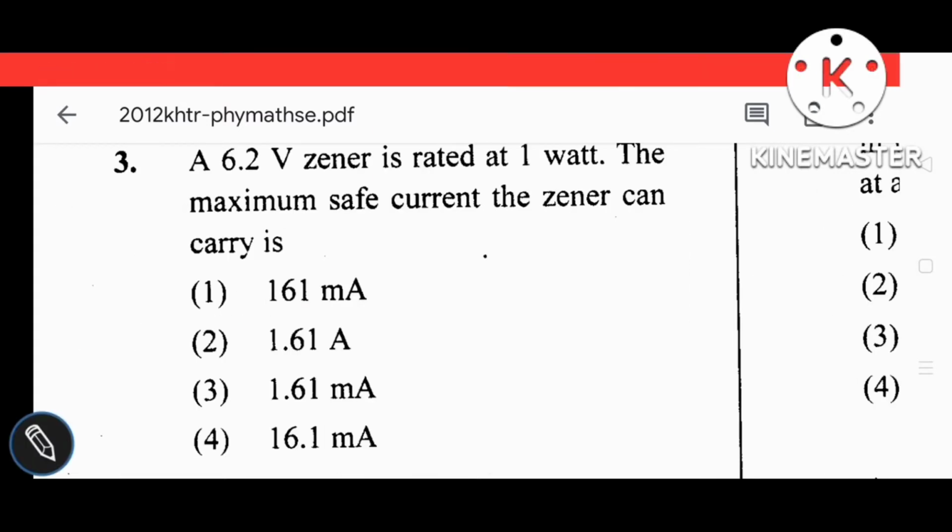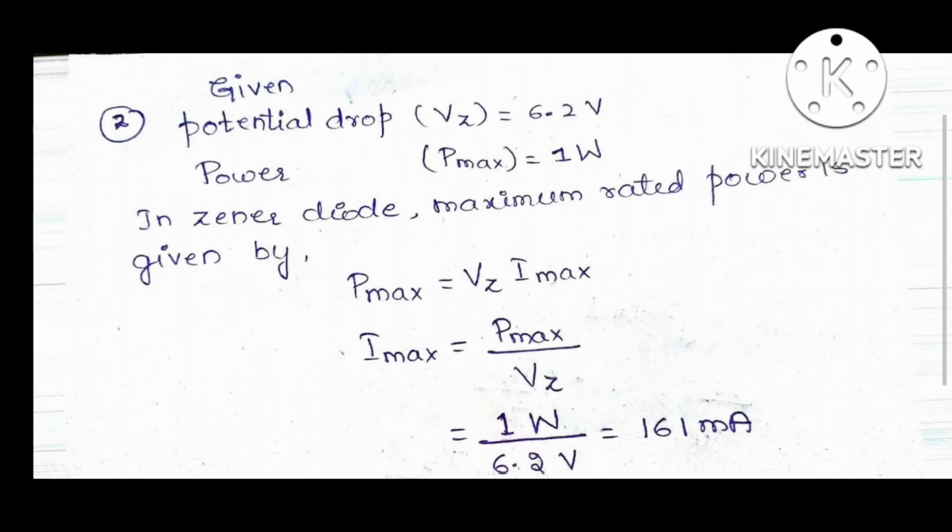A 6.2 volt zener is rated at 1 watt. The maximum safe current the zener can carry is. You are given 4 options. You have to choose the correct one here. Let us solve this one. The given values are potential drop Vz value is 6.2 volt. Power is 1 watt. In zener diode, maximum rated power is given by P maximum is equal to Vz into I maximum. We get 161 milliampere here.